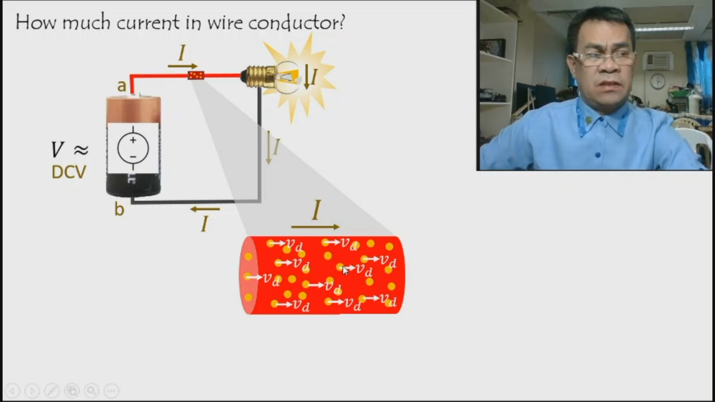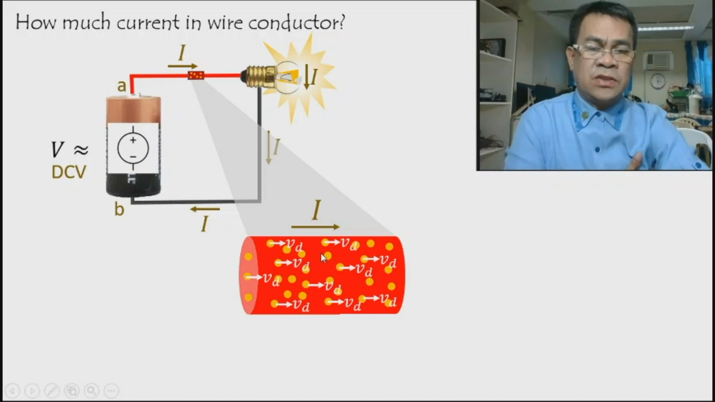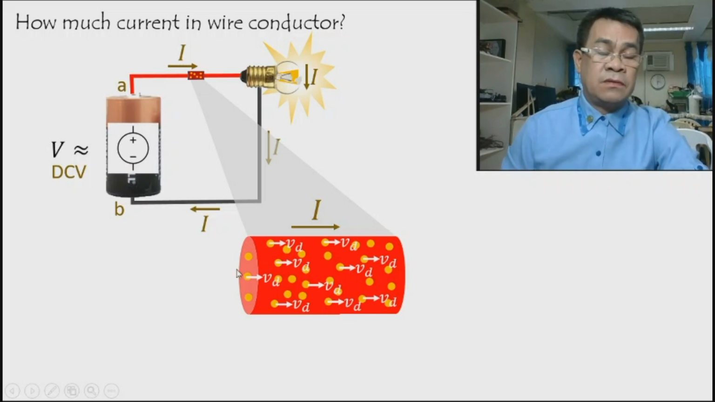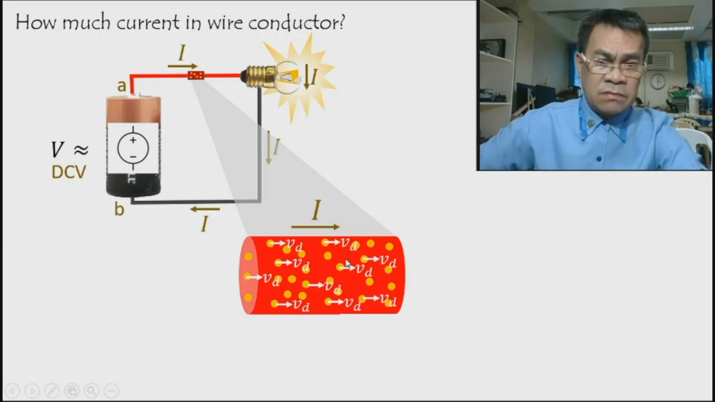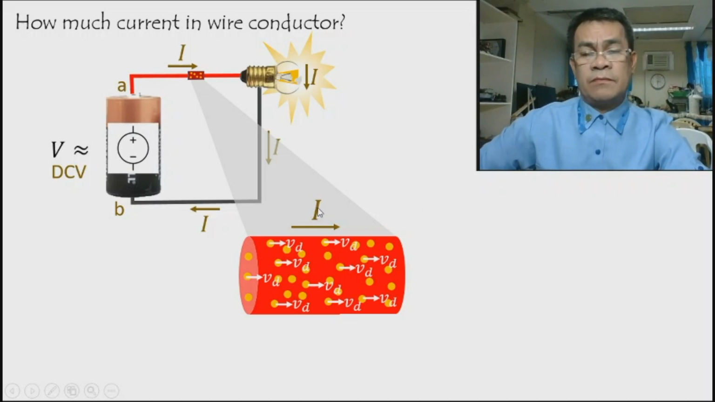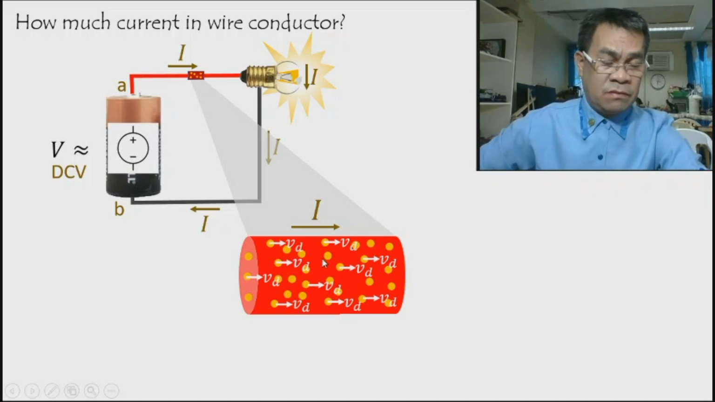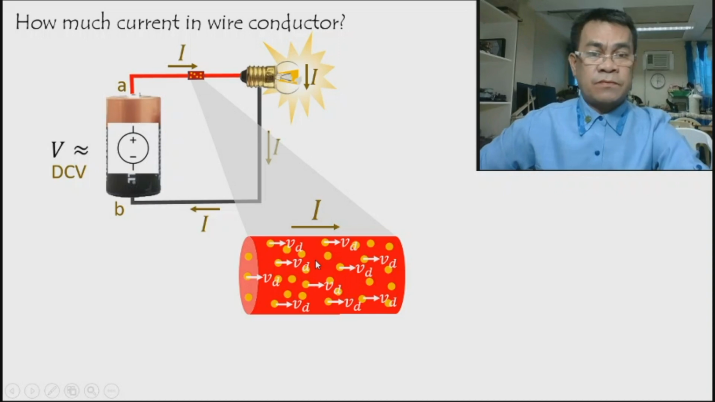We always use copper in our household electrical installations because copper is affordable. Different materials might have different currents because it depends upon the number of electrons within the metal, because different metals have different numbers of free electrons.